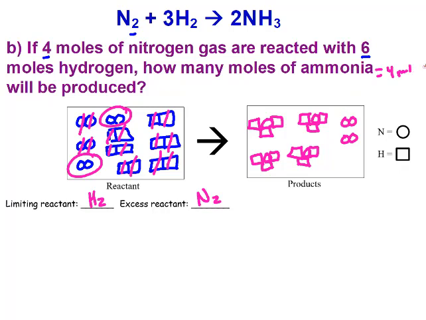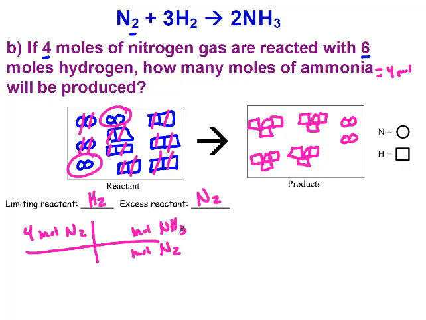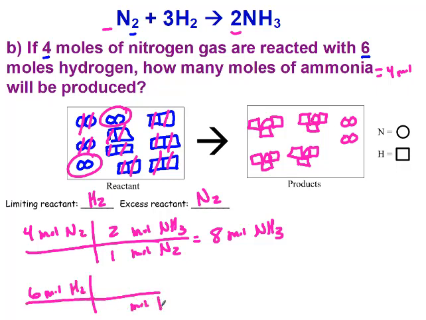If I didn't draw it and they just wanted to know how many moles of ammonia, I could say I have 4 moles of nitrogen, moles nitrogen to moles NH3. I have 2 NH3s for every 1 nitrogen, so I can make 8 moles of NH3. And then I had 6 moles of hydrogen. Mole hydrogen, mole NH3.